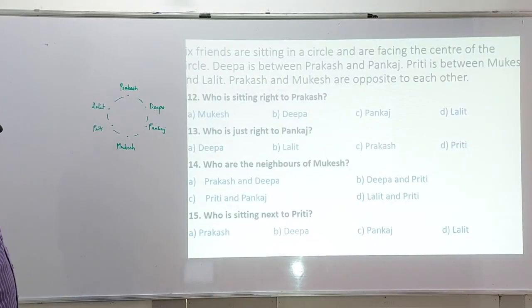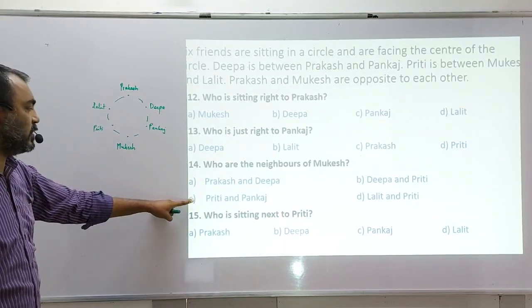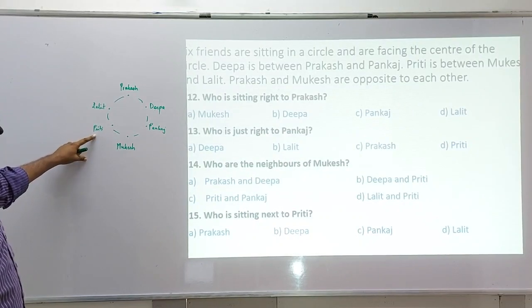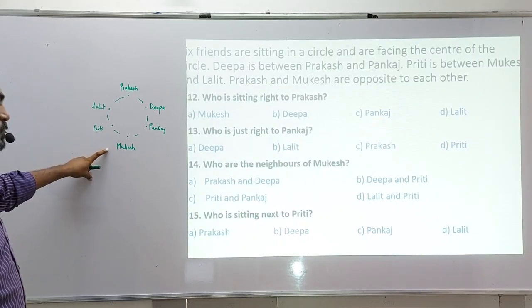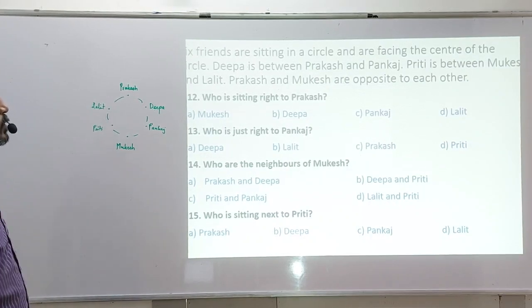Who are the neighbors of Mukesh? The neighbors of Mukesh are Preeti and Pankaj. We have an option, let's keep in mind. Who is sitting next to Preeti? Next to Preeti we have got two people, Lalit and Mukesh. But since there is only one option, we will go for Lalit.